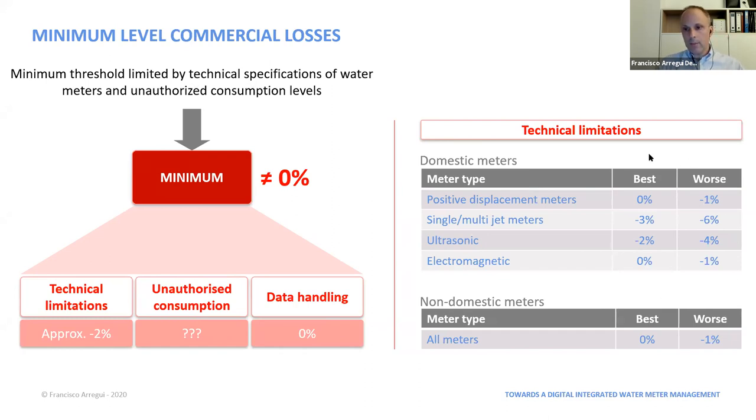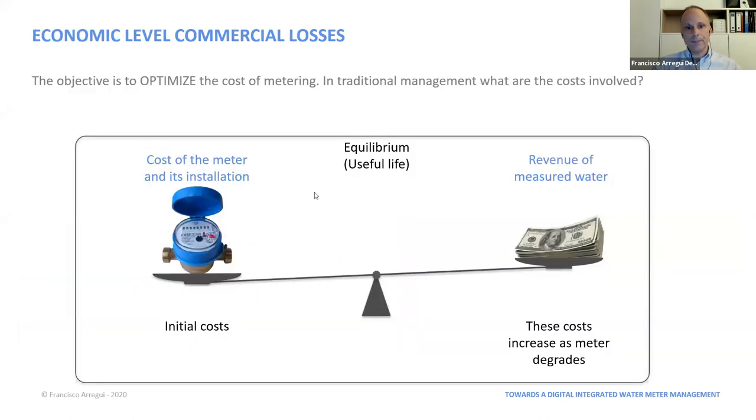Here on the right, you have estimates of what I can target for the minimum amount of losses, depending on the technology of the meters we use. For example, if I use single-jet or multi-jet meters, the very best they can do is minus 3%, and minus 6% in the worst case scenario. So it depends on the technology we use. This minimum, depending on the technical limitations, will be higher or a little bit lower, but for sure it will never be 0%.